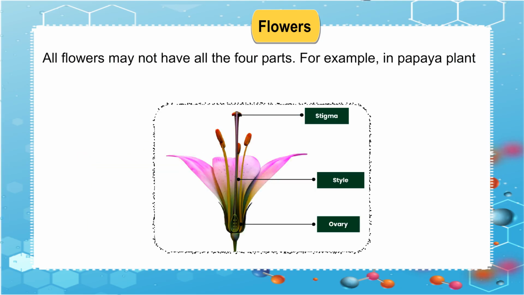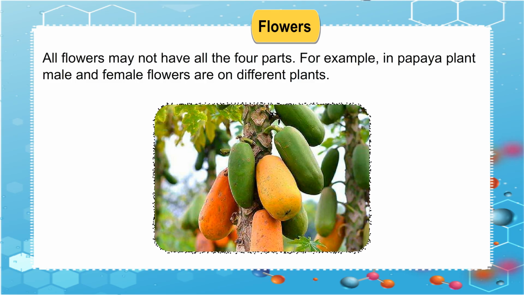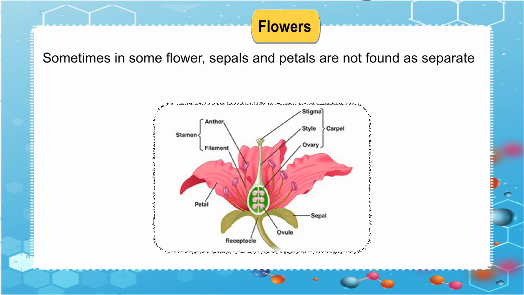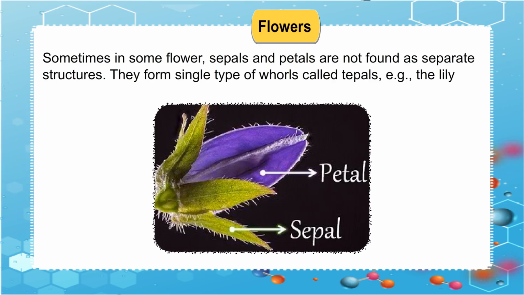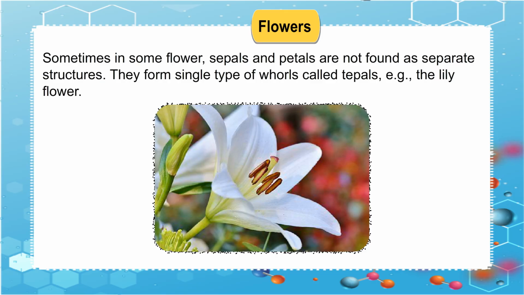All flowers may not have all the four parts. For example, in papaya plant male and female flowers are on different plants. Sometimes in some flower, sepals and petals are not found as separate structures. They form single type of whorls called tepals, example, the lily flower.